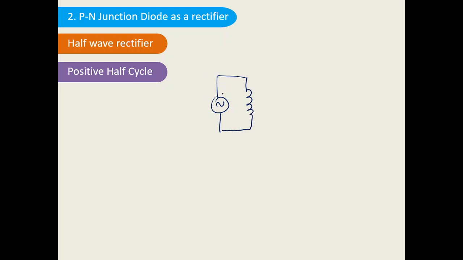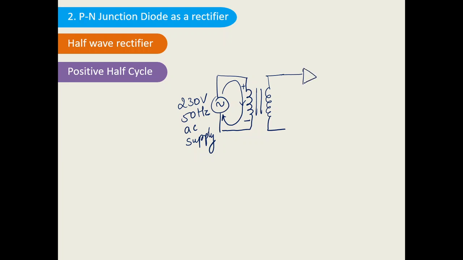In the positive half cycle, suppose the current is moving in this direction. Current always moves from positive to negative, so this is positive and this is negative, such that the current is flowing from positive to negative in the downward direction. So this is the 230 volts, 50 hertz AC supply. This is a transformer, and now the diode is connected like this. This is the diode, and after that there is a load resistance R.